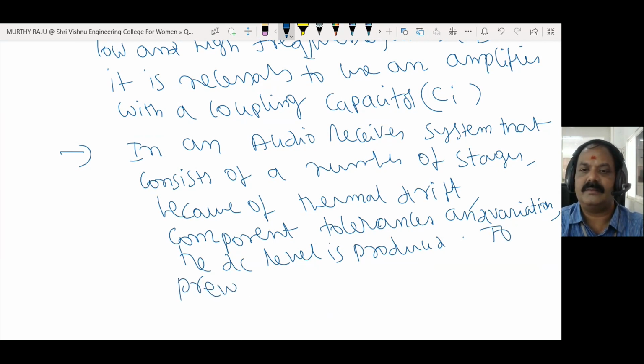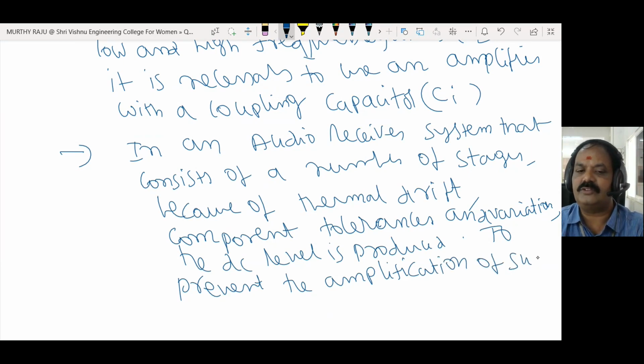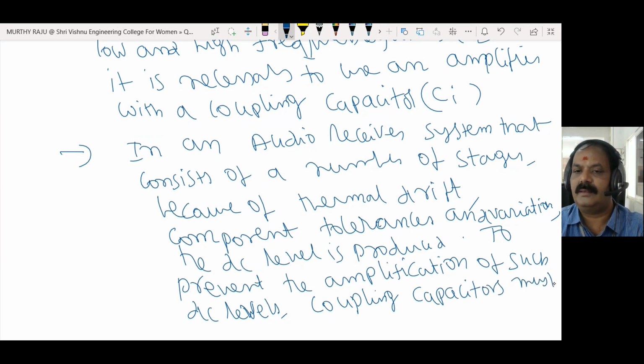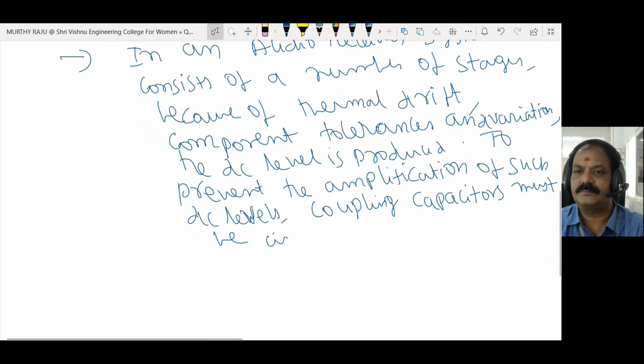To prevent the amplification of such DC levels, coupling capacitors must be used between the stages.